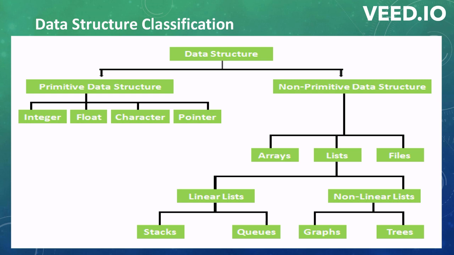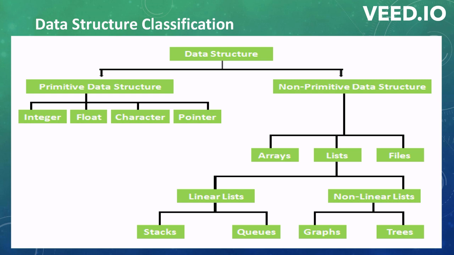Integer means it cannot hold any point value, that is 0.0. It only holds a single value. And float can hold decimal values, that is 0.0f. So for implementing a float, we should use 0.0f. And character is only one single character, that is a, b, c to z. And pointer holds the address of the next variable. Pointers you will learn in upcoming chapters.